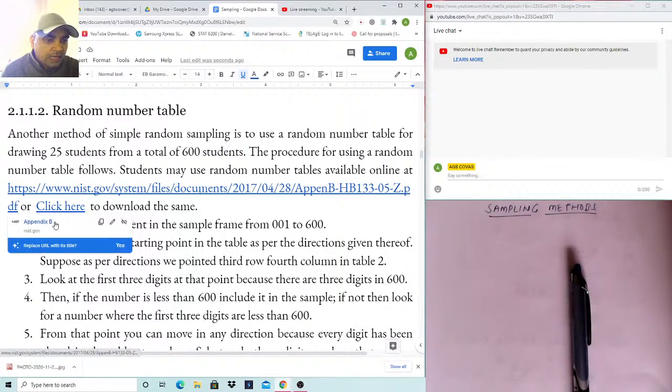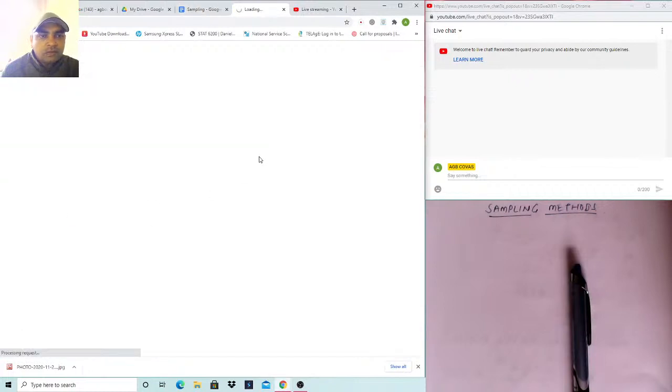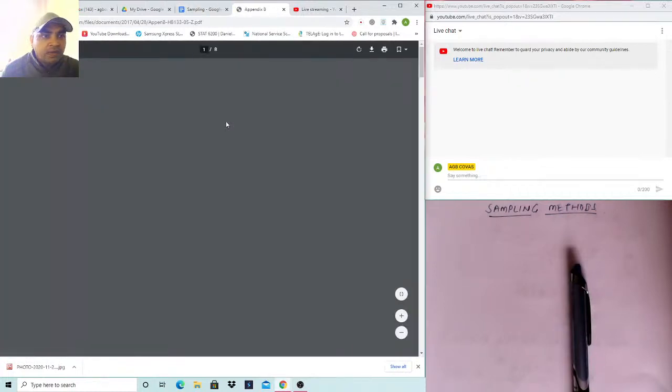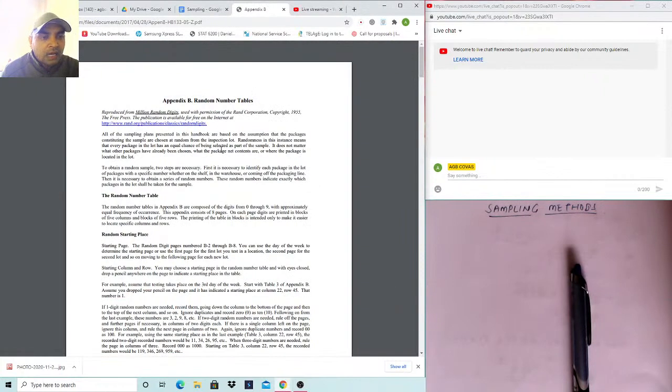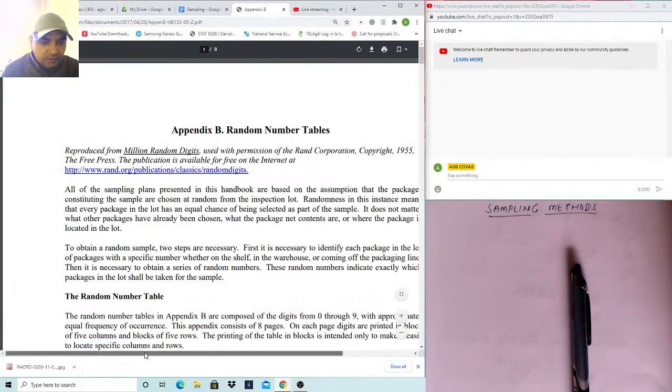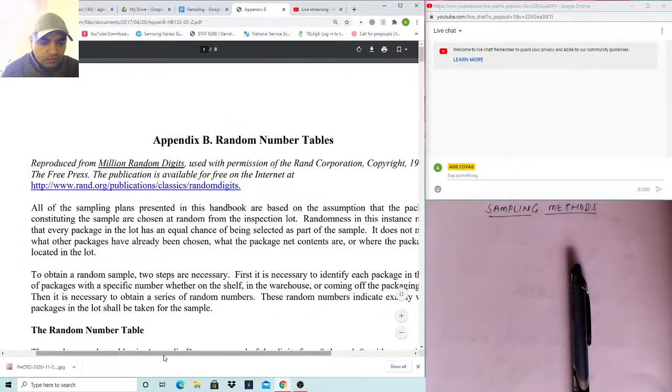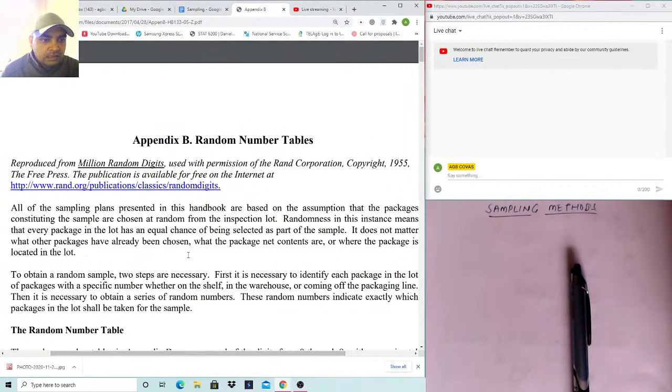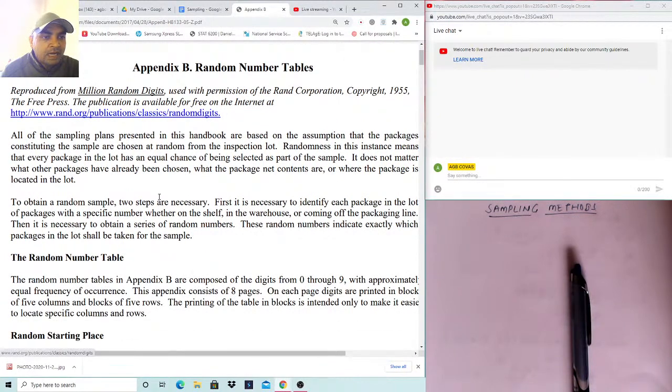I am just opening it. These are the random number tables available on the government site. And how to use these random number tables? I will increase the font so that it is more visible to you. These random number tables have been reproduced from the million random digits. There is a corporation which developed these million random digits, and this particular government site has used them.